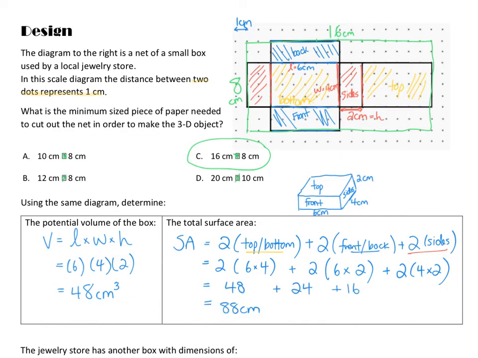And so that gives us a total of 88, and we're talking about area here. Surface area is just the area of all the surfaces, so the units are centimeters squared.